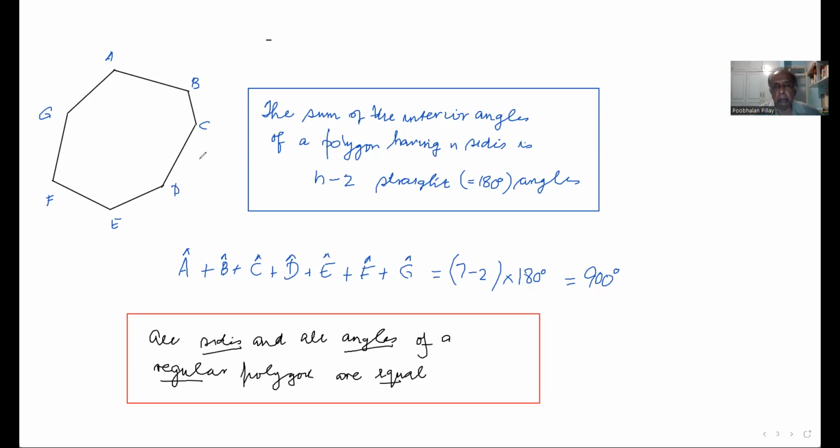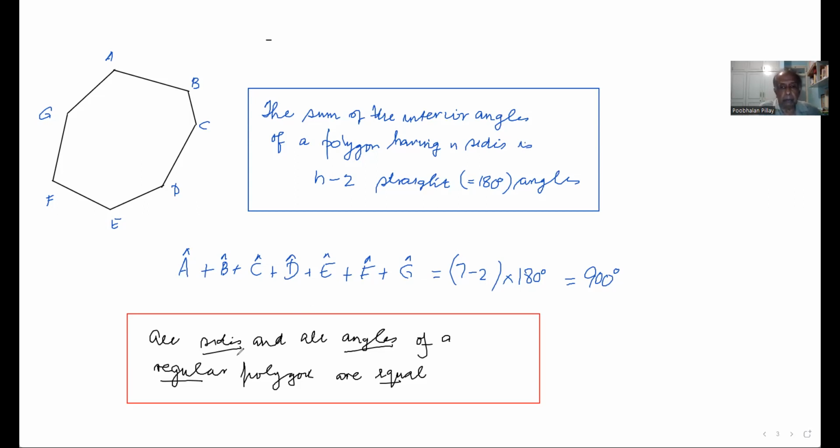You reduce the number of sides by 2 and multiply by 180, because there are n minus 2 straight angles. A straight angle is 180 degrees. In this particular case, this polygon has 7 sides, so when you add up all the 7 angles, you're going to get 7 minus 2 straight angles. So you multiply by 180: 7 minus 2 is 5, and 5 times 180 is 900. So when you add all these angles, you get 900 degrees.